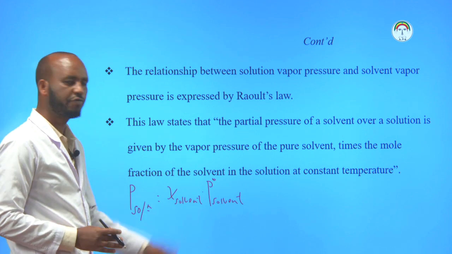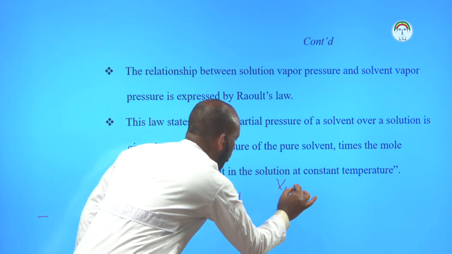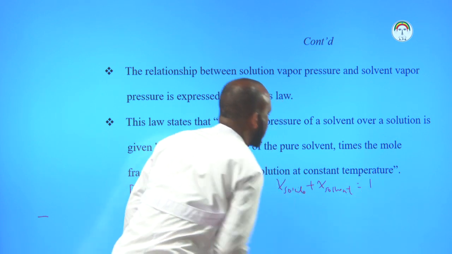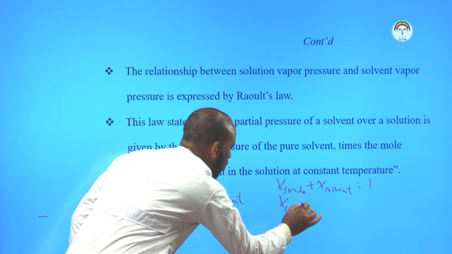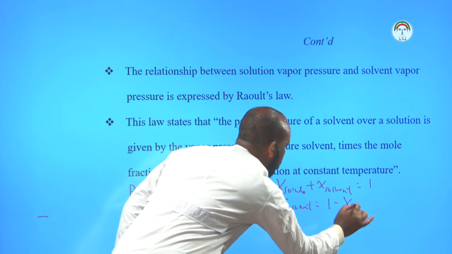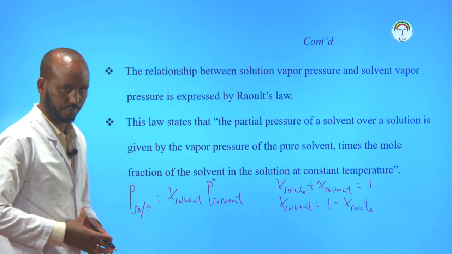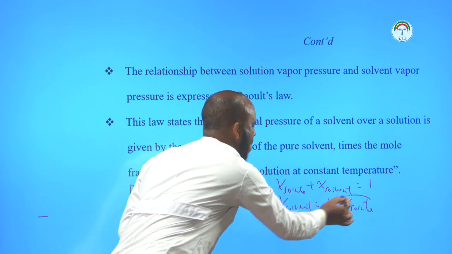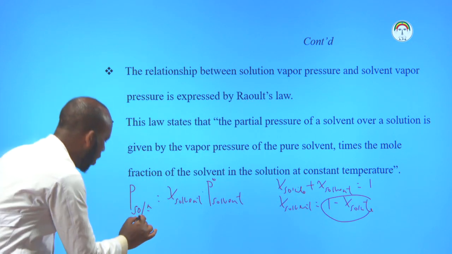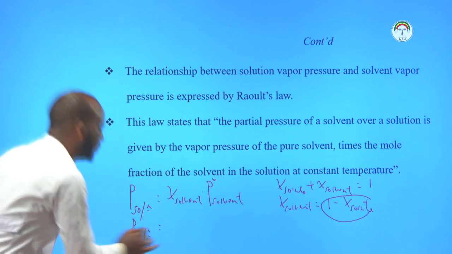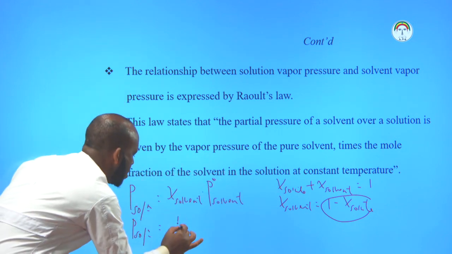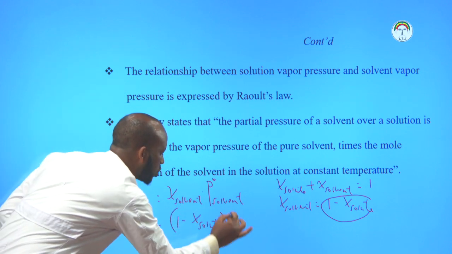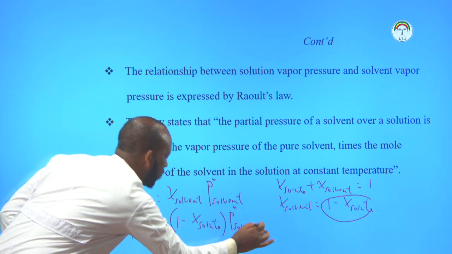Mole fractions add up to give 1. Therefore, mole fraction of the solute plus mole fraction of the solvent equals 1. From this, mole fraction of the solvent equals 1 minus mole fraction of the solute. In place of mole fraction of the solvent, we can use this 1 minus mole fraction of the solute. Therefore, P of the solution equals mole fraction of the solvent, which is 1 minus mole fraction of the solute, times vapor pressure of pure solvent, P naught of the solvent.